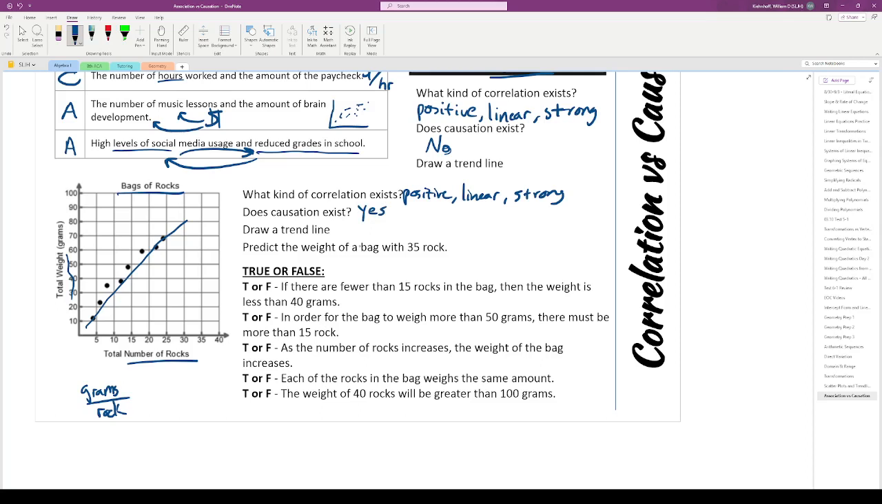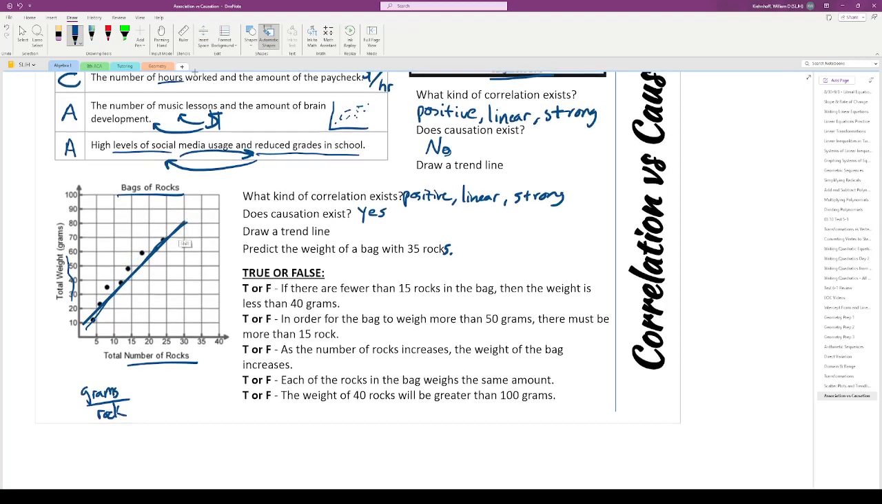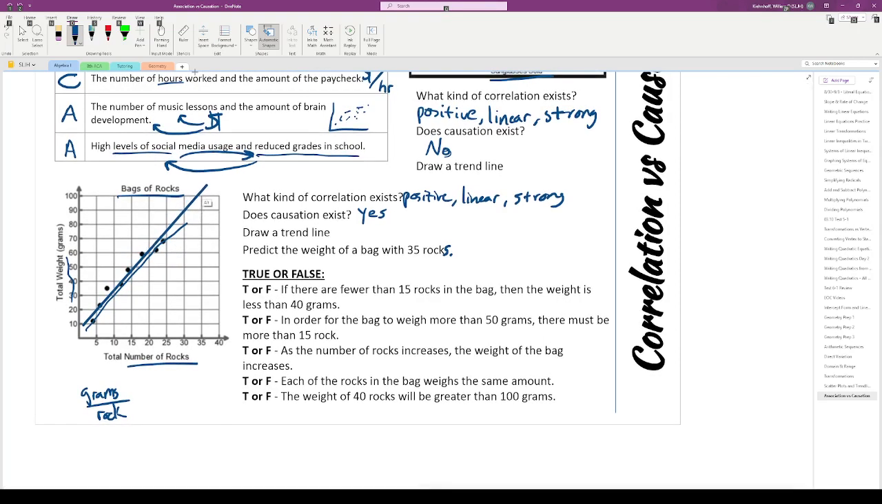I drew a trend line. Predict the weight of a bag with 35 rocks. 35 rocks. So we're extrapolating. So now I actually am going to draw a better line, which you would do with a straight edge. Let's see. Let's start here and go. There we go. Okay. So we're going to go to 35, maybe something about there. And that's going to give us 35. It looks like around 100, maybe a little more. So about 100 grams.